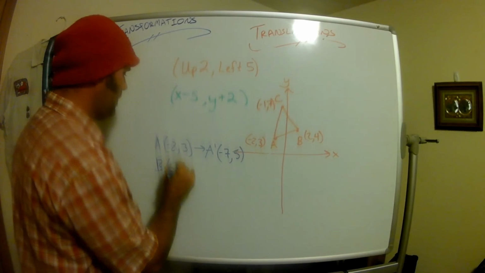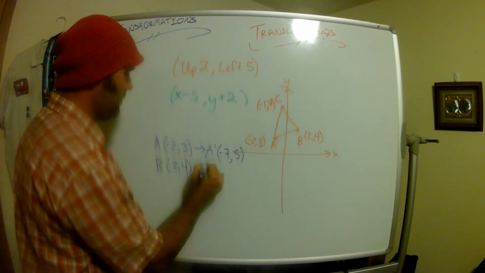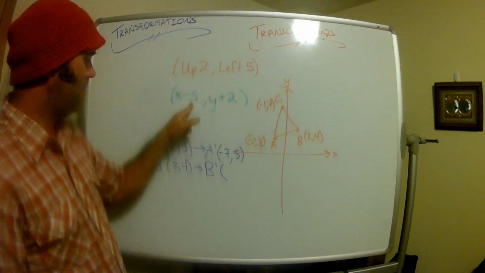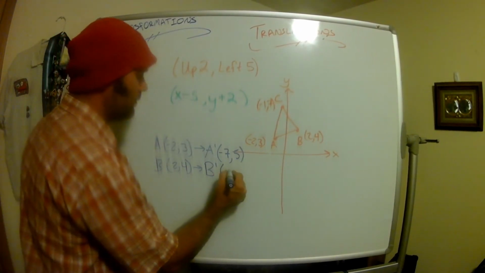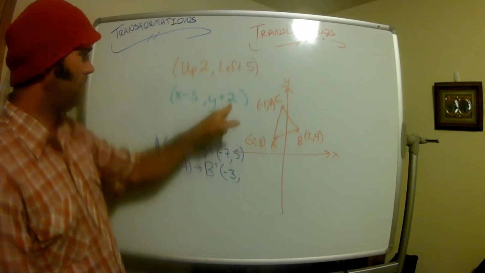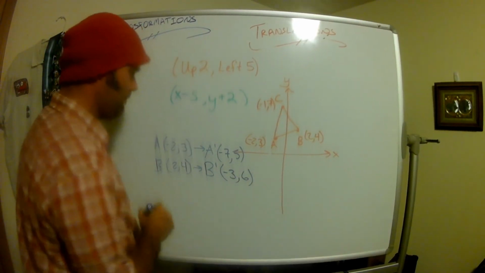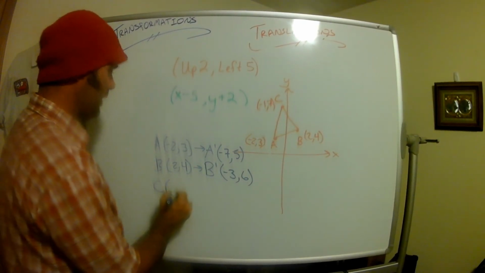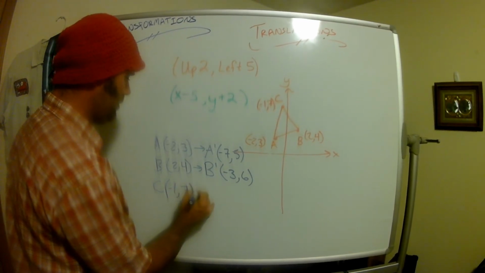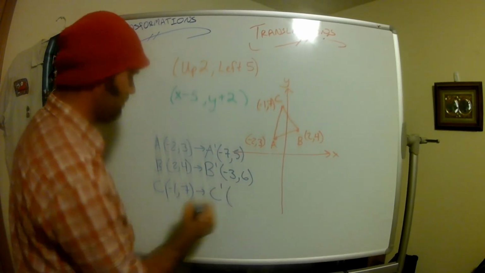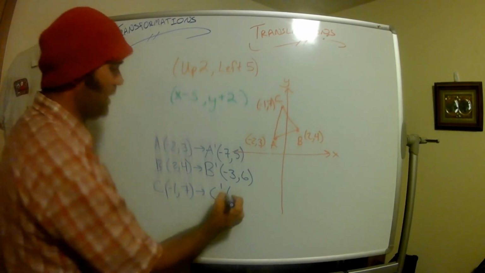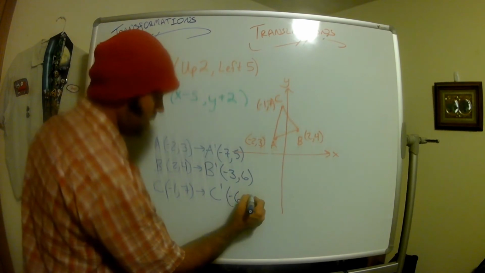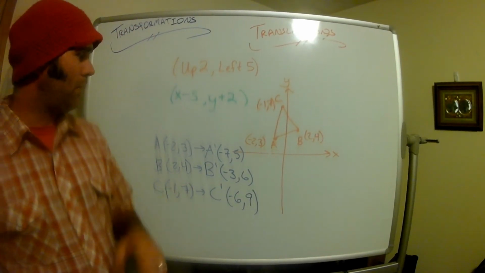B was (2, 4), and it becomes B prime, and we have to take 2 minus 5 is negative 3, and 4 plus 2 is 6. Alright, and then C, which is (-1, 7), becomes C prime. Negative 1 minus 5 is negative 6, and 7 plus 2 is 9. And there we go, we got our 3 points.